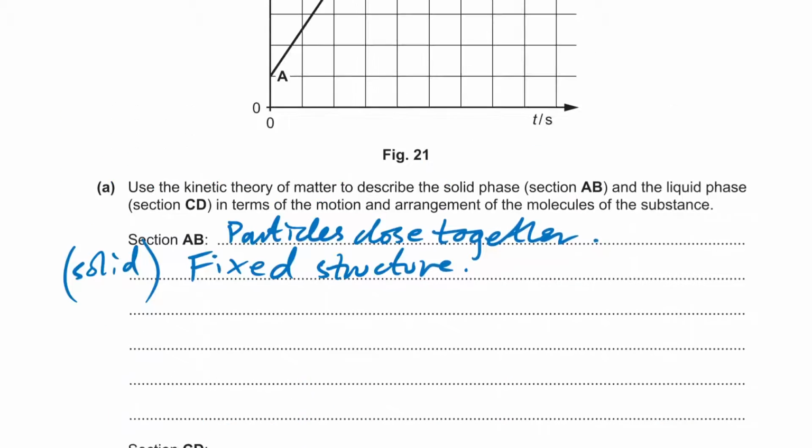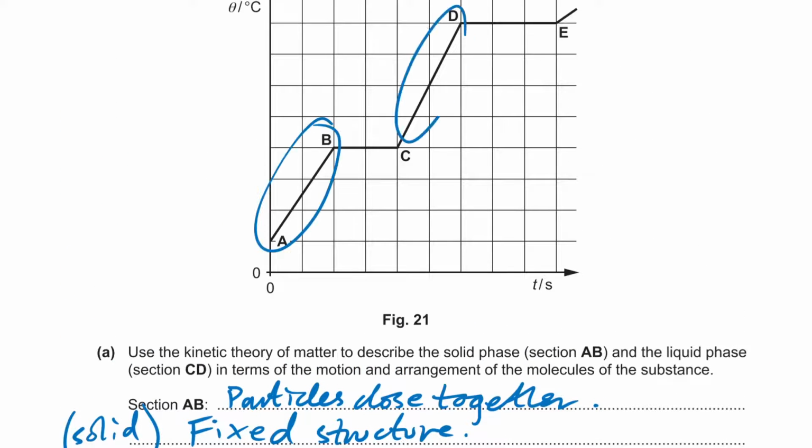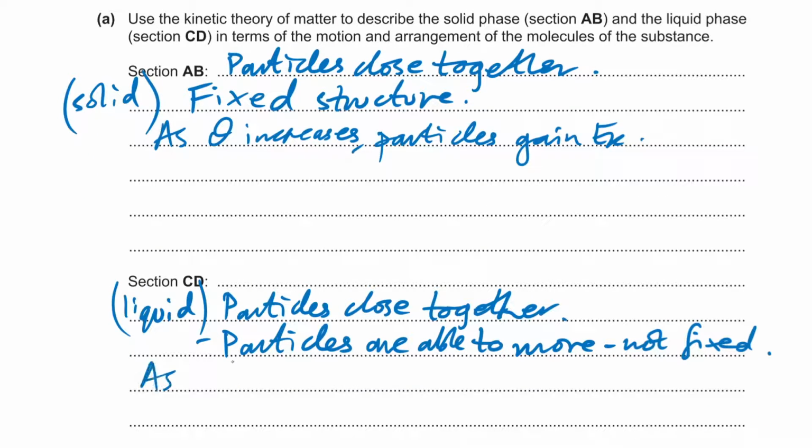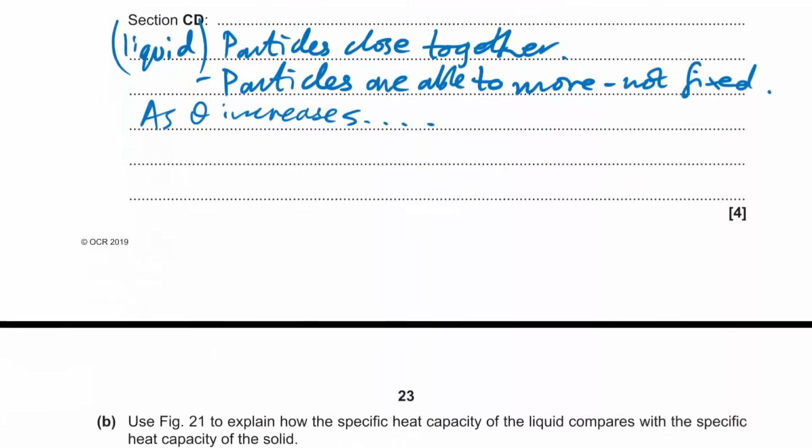But then we are being asked to describe what's happening in these regions, and the temperature is going up. So we can say as temperature increases, particles gain KE, same for the liquid. And you can say other things like amplitude is increasing, they're moving faster. There we go, that's plenty for 4 marks.